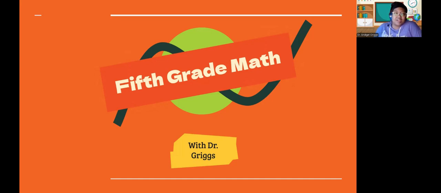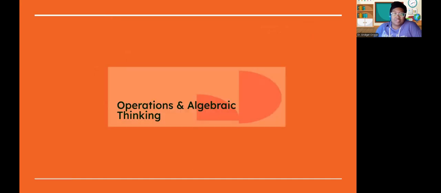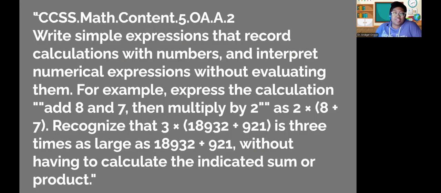Griggs, and our overall topic for these sets of objectives is operations in algebraic thinking. Our objective for today is write simple expressions that record calculations with numbers and interpret numerical expressions without evaluating them. For example, express the calculation add 8 and 7, then multiply by 2 as 2 times 8 plus 7.